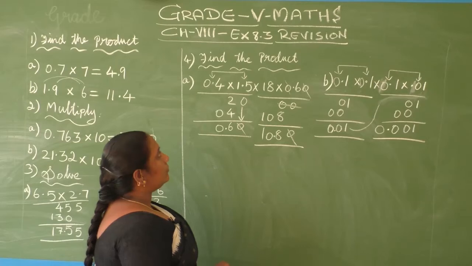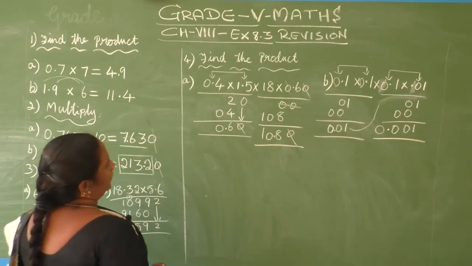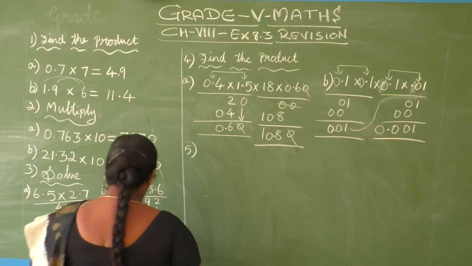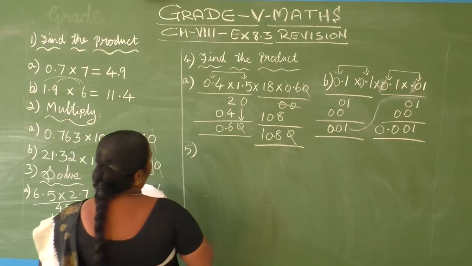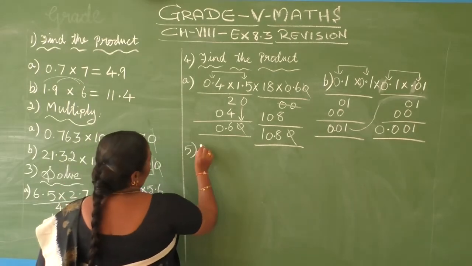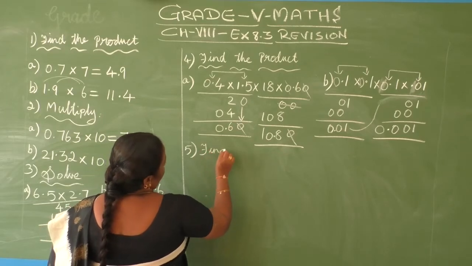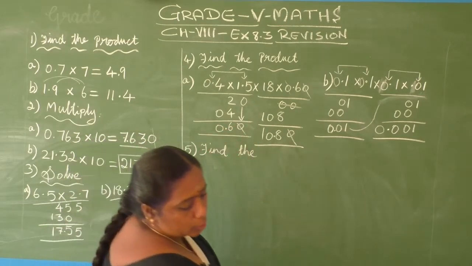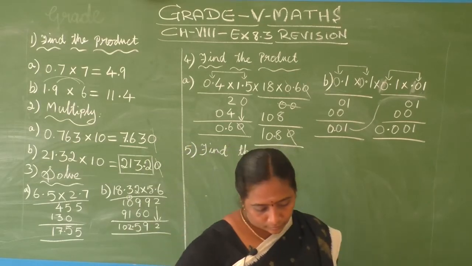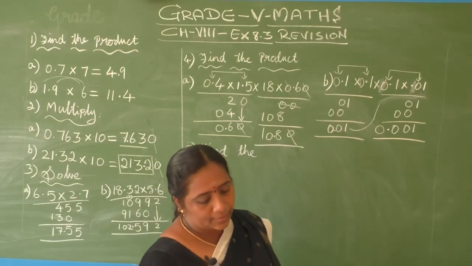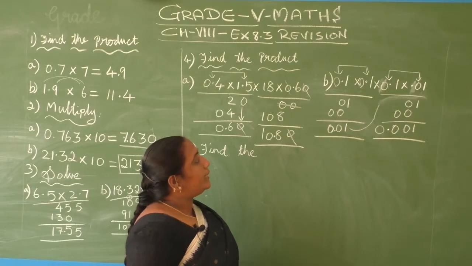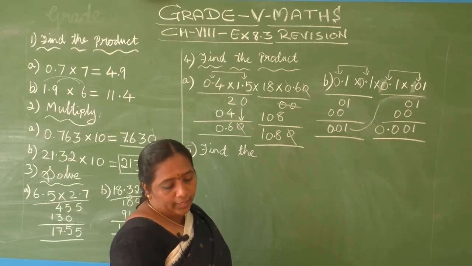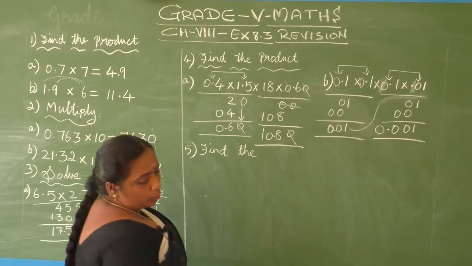Okay. So 4th Roman also we completed. Now we go to the 5th Roman. The 5th Roman is find the quotient. 5th Roman, find the quotient. See ma, in the fourth Roman also they gave 6 sums. I worked out here 2 sums only. Remaining sums you can utilize for your practice. Okay. Then find the quotient, fifth Roman.